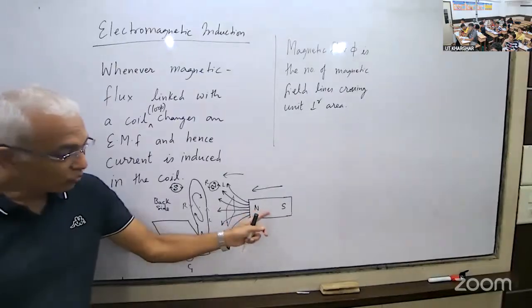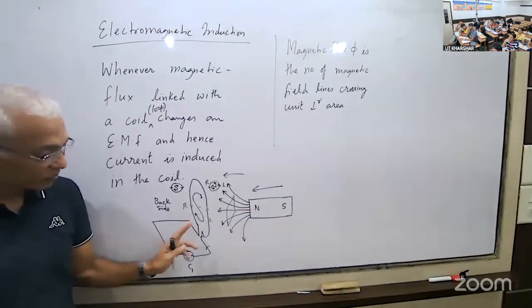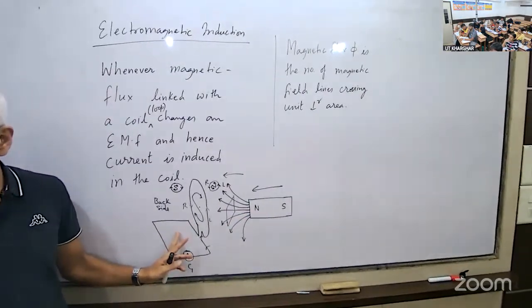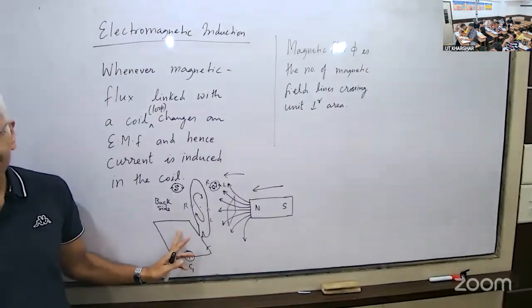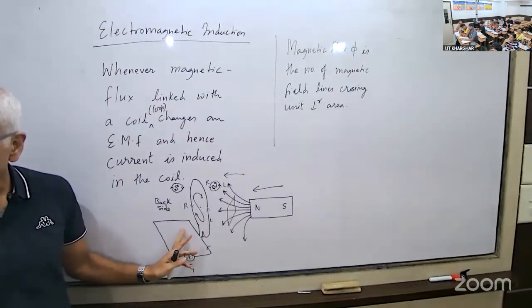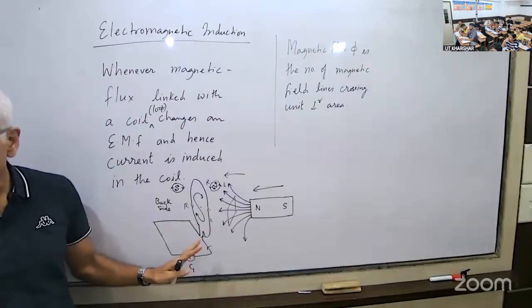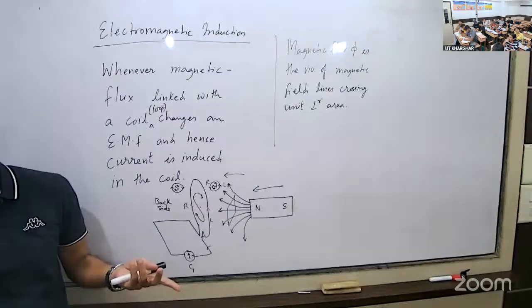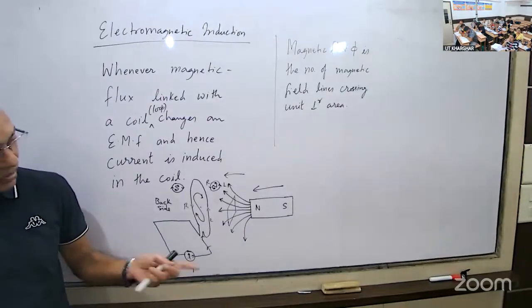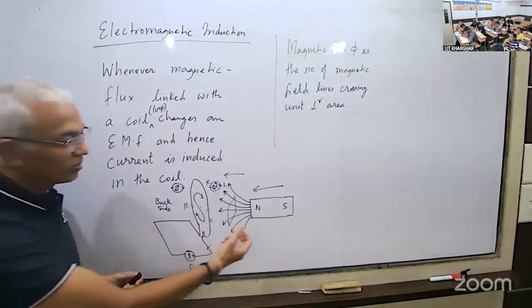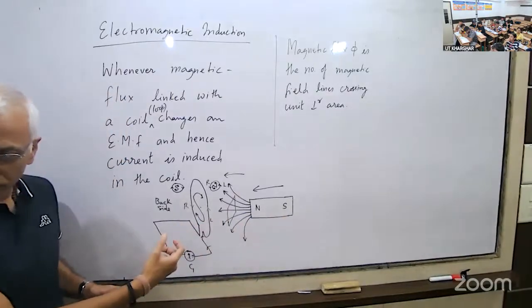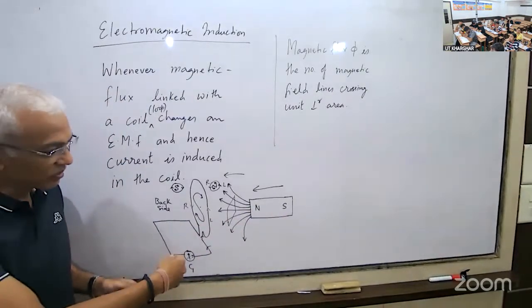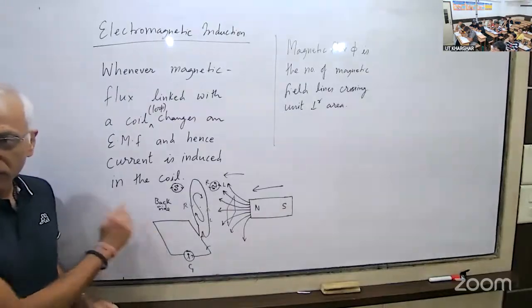Because you have to do work against the force of repulsion due to the generated current, to follow the law of conservation of energy. If it does not happen that way, that means you are generating energy without any work. Are you getting it? So this is nothing but somebody doing mechanical work in moving the magnet, and that mechanical work is converted into electrical energy of the coil.